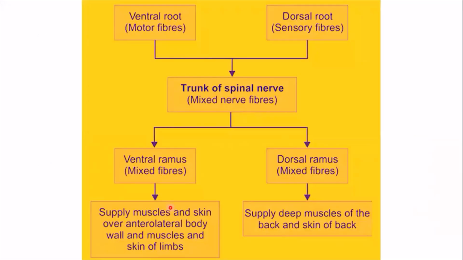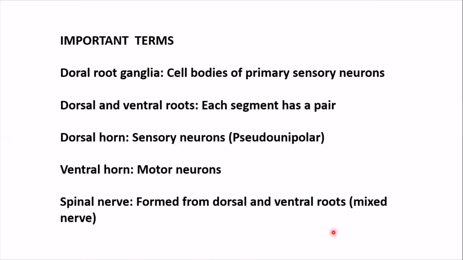And moving on to this summary: ventral root, motor; dorsal root, sensory; and they unite to form the trunk of the spinal nerve, which is mixed, and then it divides into rami: ventral ramus, mixed fibers, and dorsal ramus, mixed fibers. Of course, understandable. The ventral ramus lies in the muscle and skin over the anterolateral body wall, and the muscle and skin of the limbs. And the dorsal ramus, mixed fibers, lies in the deep muscle of the back and skin of the back. I've discussed that in very much detail. Very important terms, just as a summary so that we know the basic things.